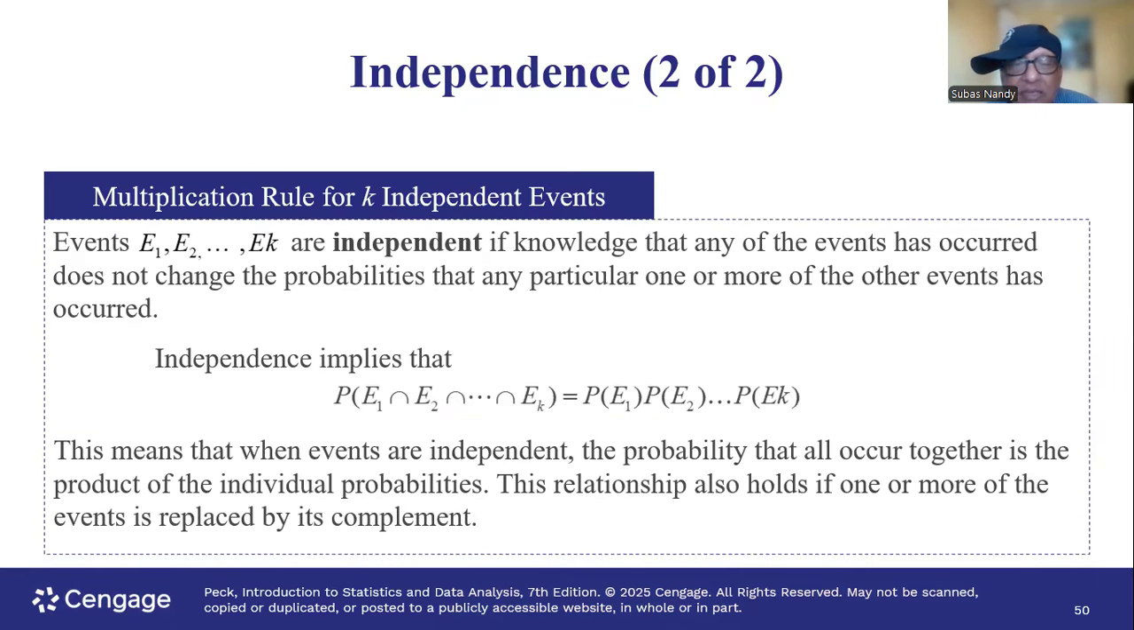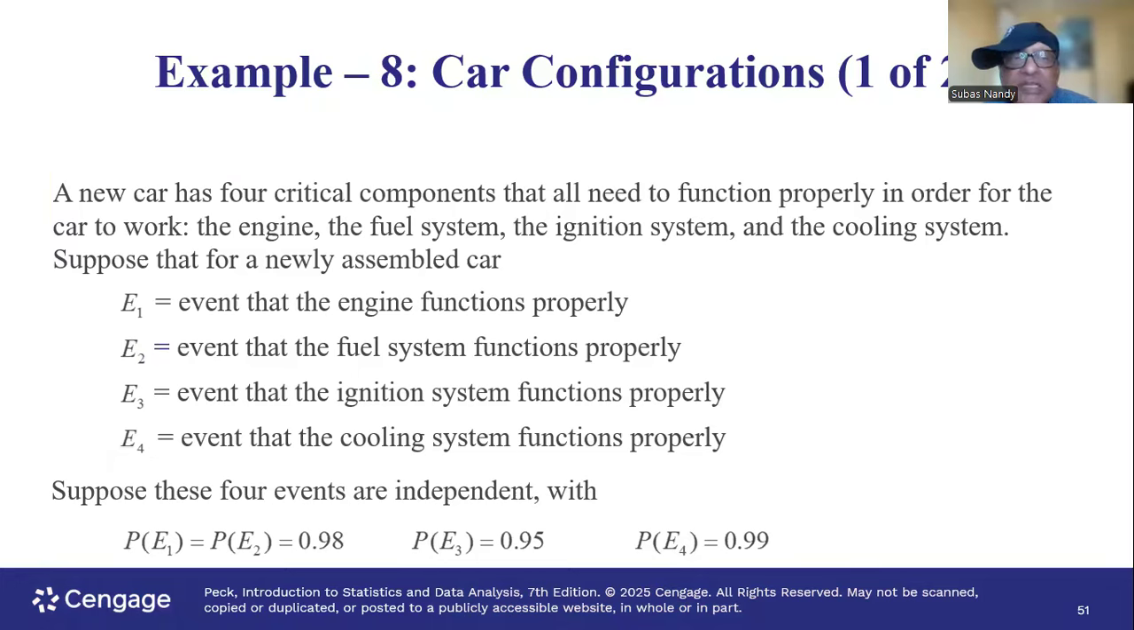And now they extend it for multiple events. Previously, we were talking about E and F being independent. Here there are multiple events, E1 through E2 through EK. And if they're independent events, then the intersection is the product of all the individual probabilities. Okay, so here is an example.